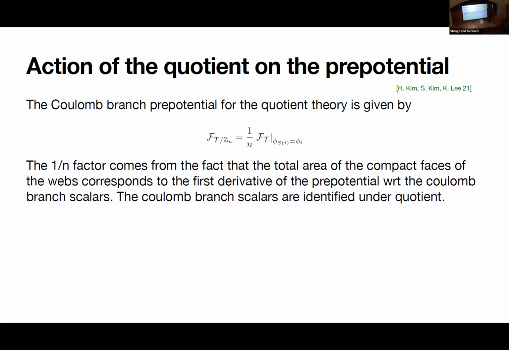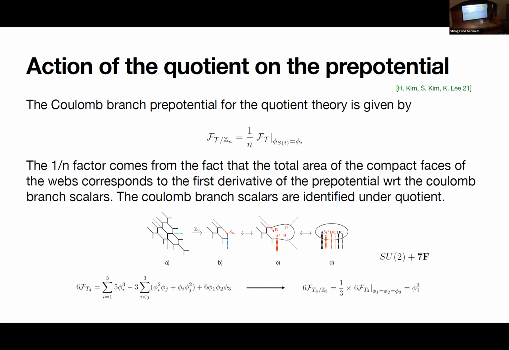The 1/n factor comes about because you can compute, for example, the tension of the magnetic strings in 5D in the Coulomb branch, and this corresponds to the area of the compact surfaces of the web. The area of the new web is 1/n the area of the parent web, and this is why the 1/n factor comes about. Moreover, the Coulomb branch scalars are indeed identified by the quotient. You take, for example, T4, and what you get is basically a rank 1 theory, because you have a rank 3 theory and the Coulomb branch parameters get identified.